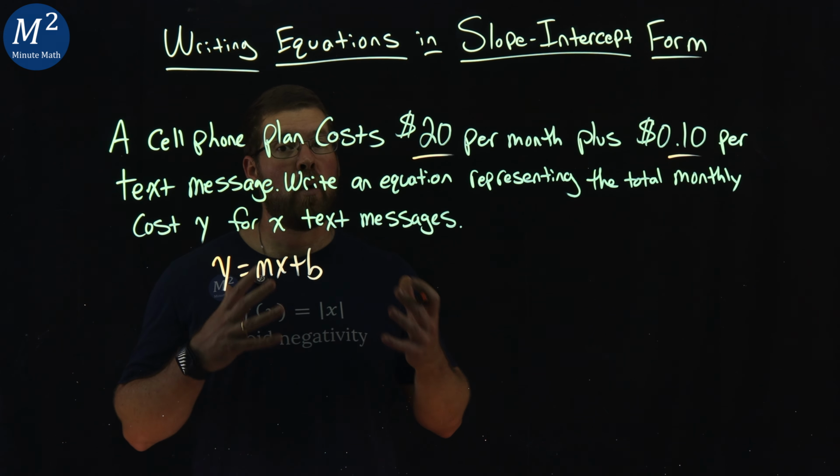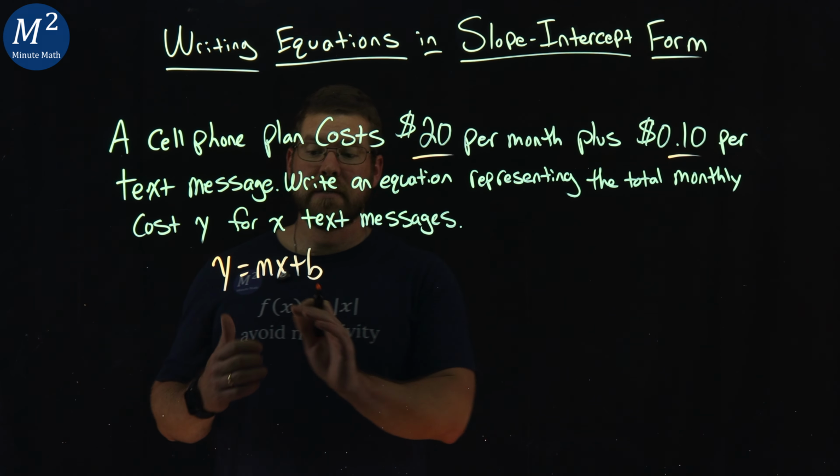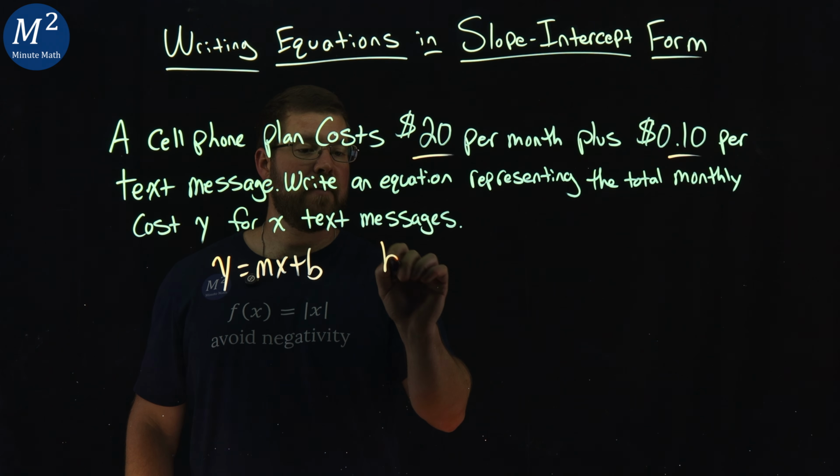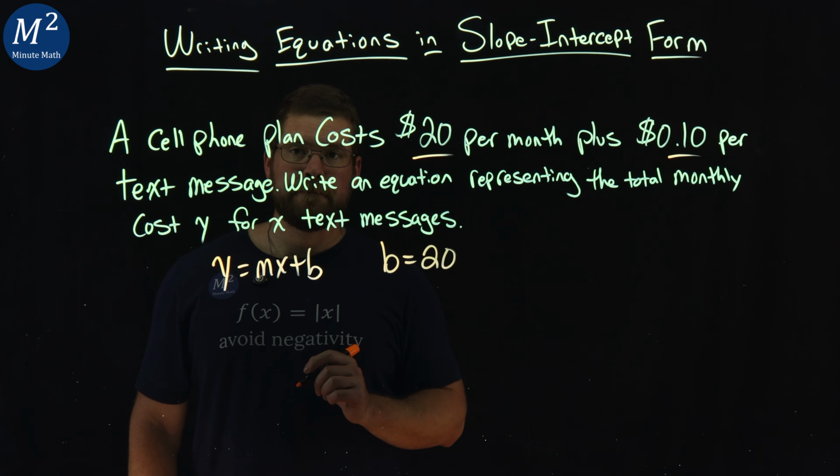So that's going to be our y-intercept. So if we've done 0 text messages when x is 0, we still have to pay that $20 per month. So that b value is 20.